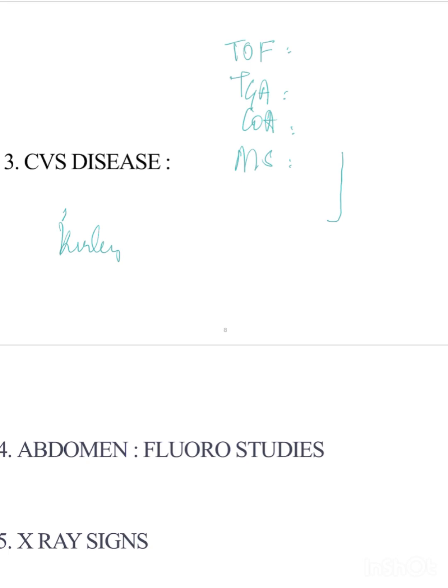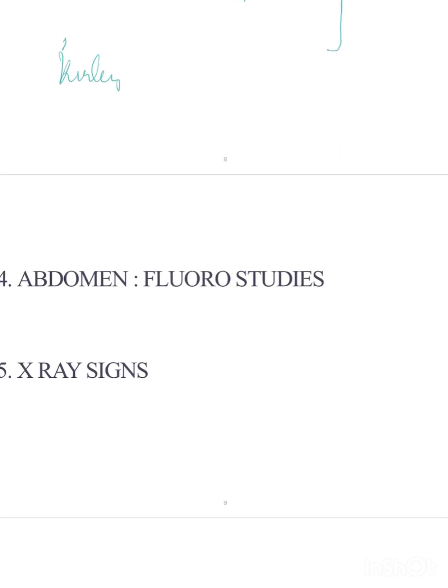So eggshell calcification has been asked in INI. You need to remember certain important causes like silicosis, post-radiotherapy, histoplasmosis or any other granulomatous disease, coccidioidomycosis, TB, and also sarcoid. Then you have to remember batwing appearances.